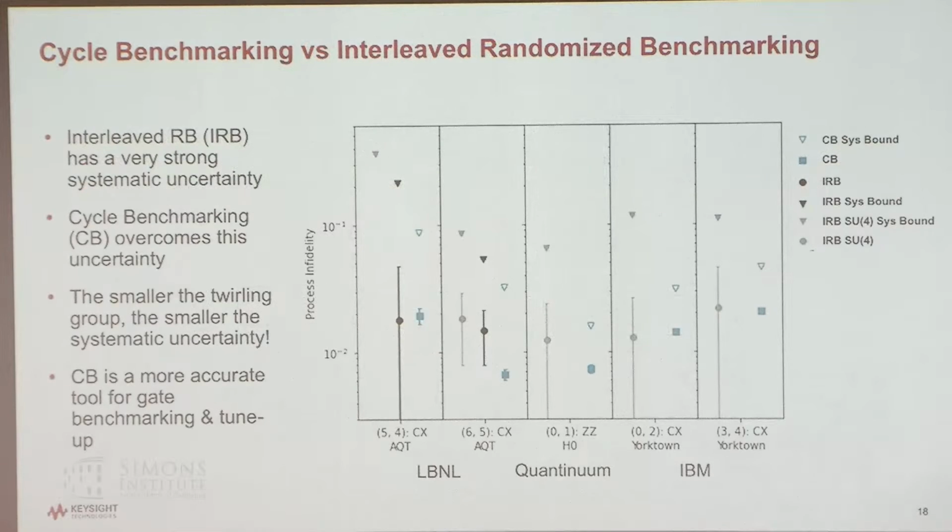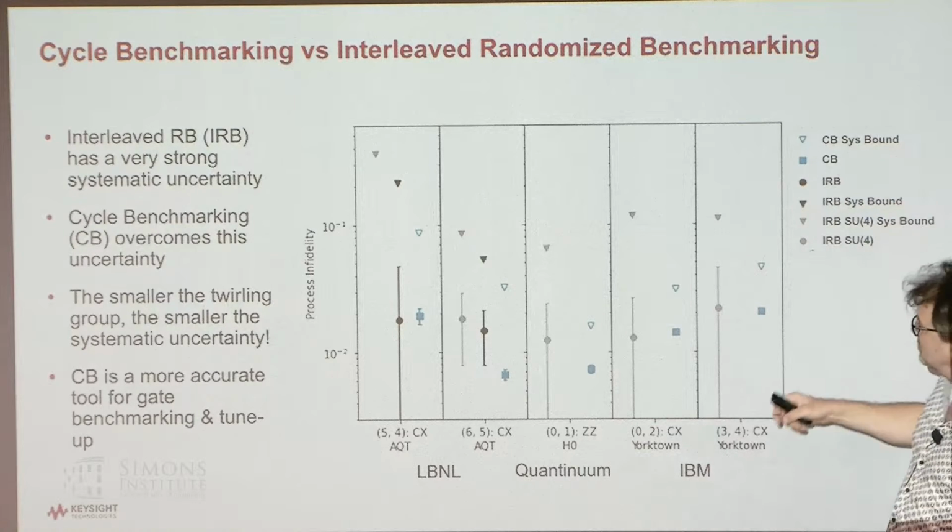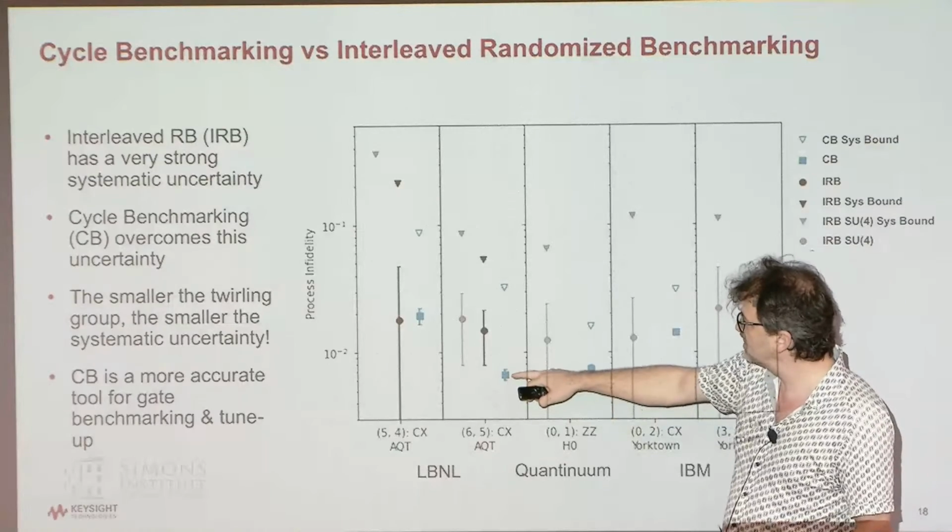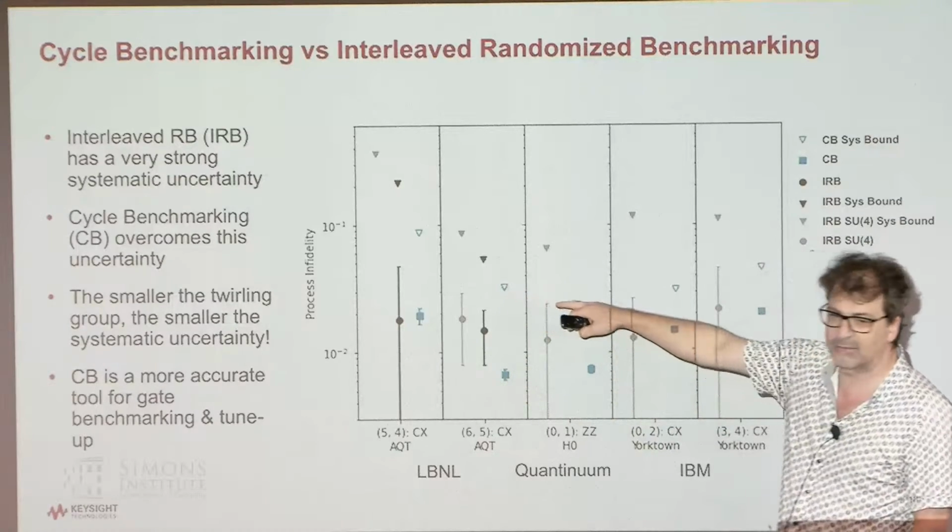And the reason for doing that is because if you do the analysis and look at the systematic error, in other words, not just a statistical error, but there's a systematic error when you do these interleaved gates. And what you see here is a comparison of standard IRB with the Clifford group in black, and the standard IRB with the SU4 group in gray, and then the cycle benchmarking with Pauli twirls. And what you see in blue is a much better statistical precision and a much better systematic bound.